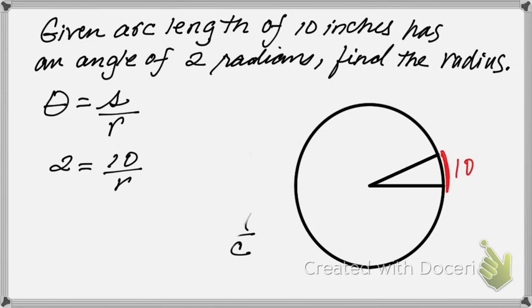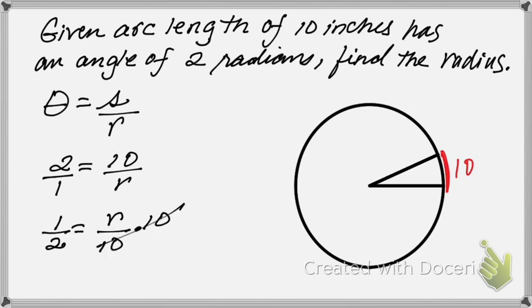Taking the reciprocal of both sides is a little trick here. I'm going to say that 2 is 2 over 1, so the reciprocal is 1/2. And 10 over r reciprocal is r over 10. And then look how easy it is to solve for r. Multiply by 10, multiply by 10. 10 times 1/2 is 5, and we've got r. So that was a different problem where I had an arc length of 10 inches, and the angle was 2 radians instead of pi over 6.